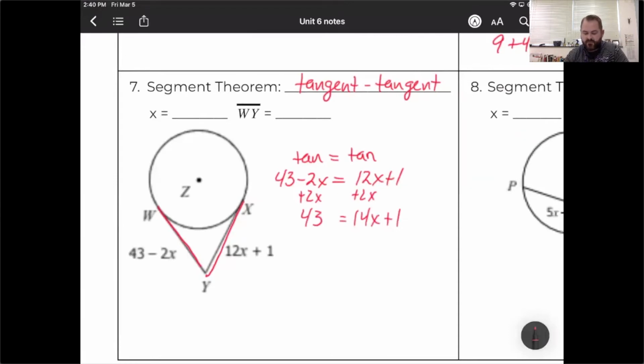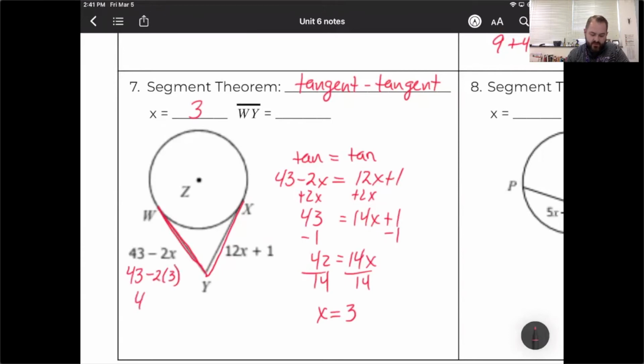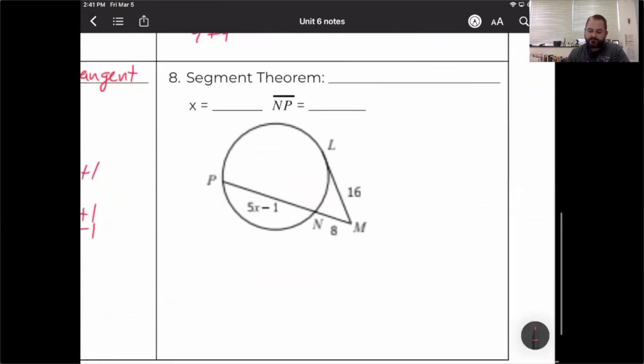And then we subtract 1 from both sides. And then we divide by 14. Okay, and so when you divide 42 by 14, you get x is 3. But again, it wants one of the segments. It wants wy. So we plug in here. 43 minus 2 times 3 would be 43 minus 6, which is 37. Okay. All right, one final problem.